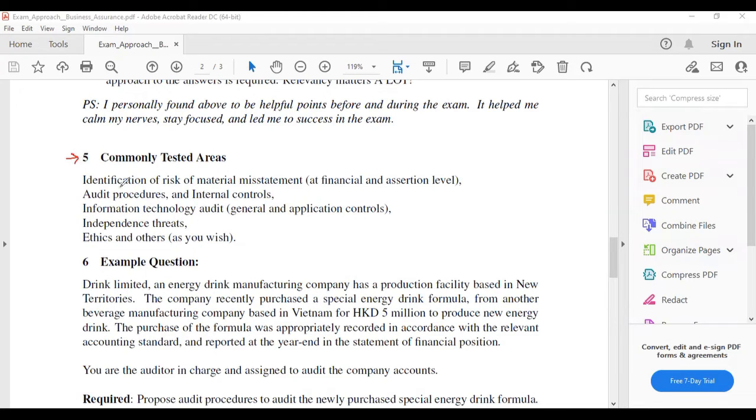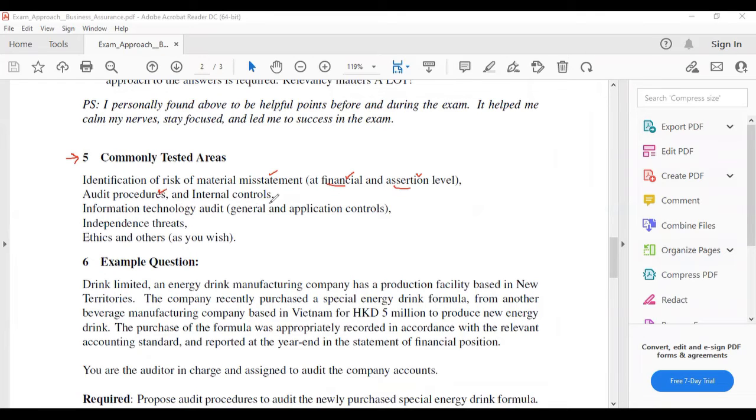Here, these are commonly tested areas. Identification of risk of material misstatements, they could be at financial statement level or assertion level, right? So this is the jargon that I'm talking about. I'm not going to explain what we mean by financial statement level and assertion level, because I would assume that if you're preparing for this, you know what risk of material misstatements at the financial statement level and the assertion level mean. So this is the jargon that I'm talking about.